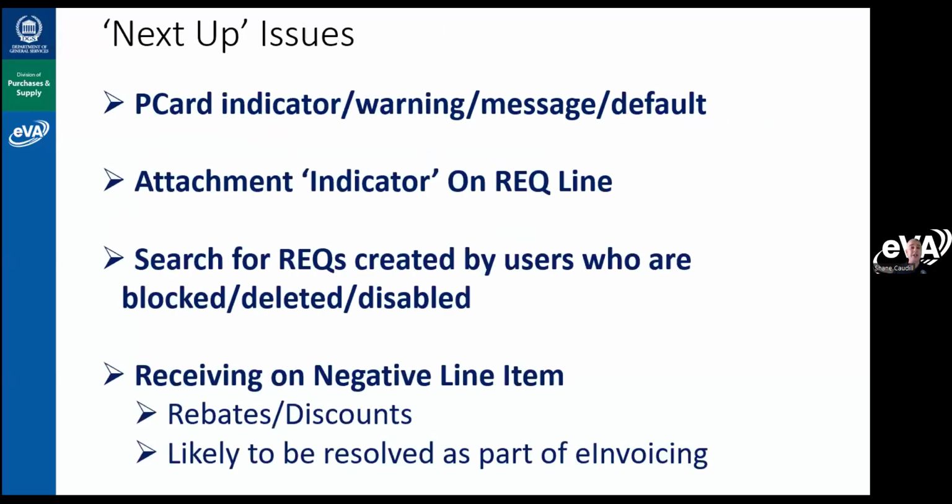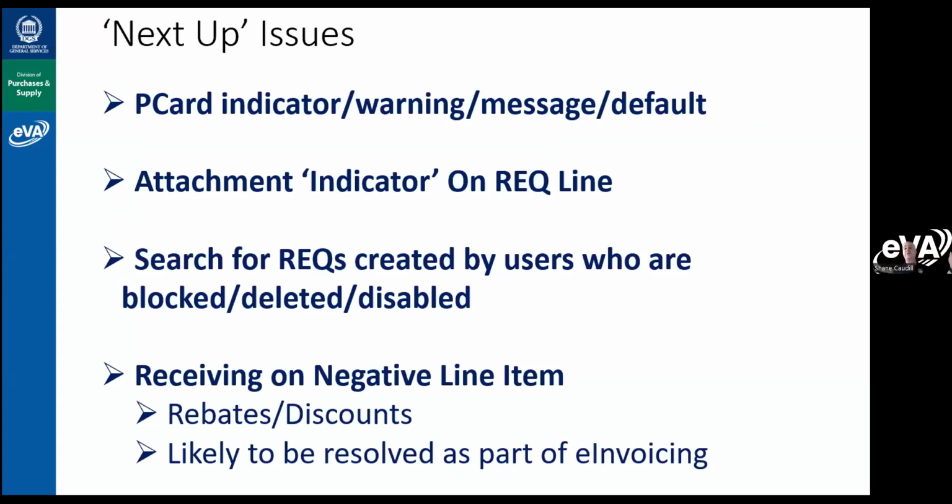So continuing on, some next up issues that we have and some things we're looking into doing, looking into scheduling. Something from a P card perspective, an indicator, a warning, a message, a default, whatever it is, not only to help your requisitioners realize or be conscious that they should be using or need to use a P card on a transaction. But quite honestly, also for your approvers.